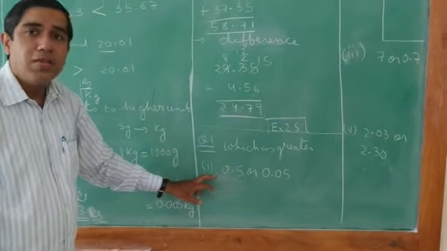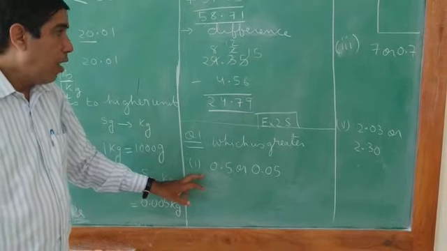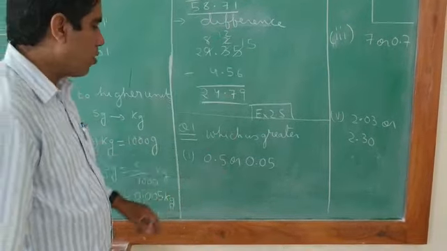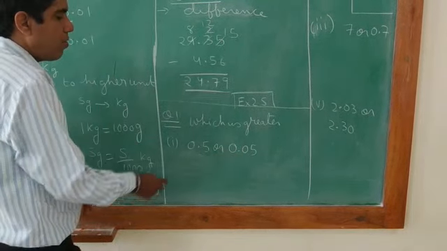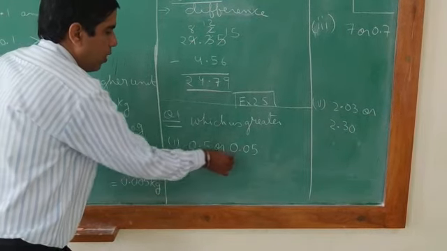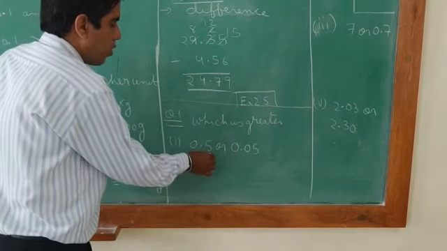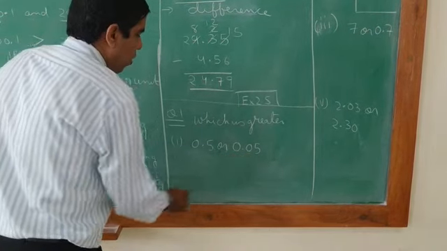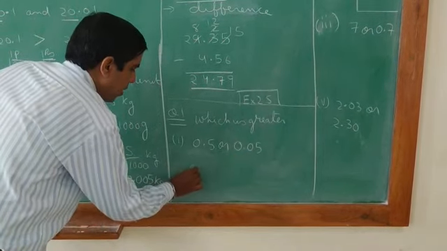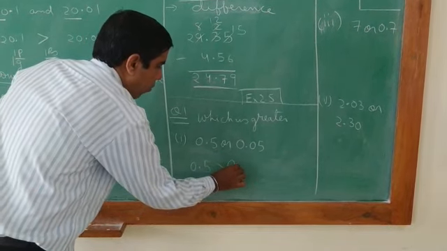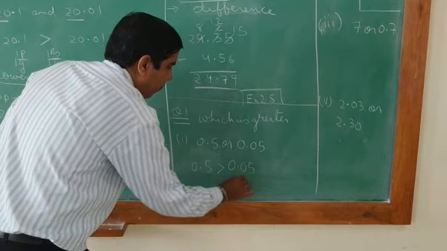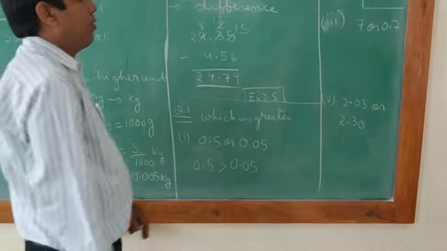Which is greater? First part, and I am going to give the even parts as homework. Now 0.5 and 0.05. Again in the same way, here 0, here 0, it is the same. Now you can see here 5, here it is 0. So which number is greater? You can write easily 0.5 is greater than 0.05.